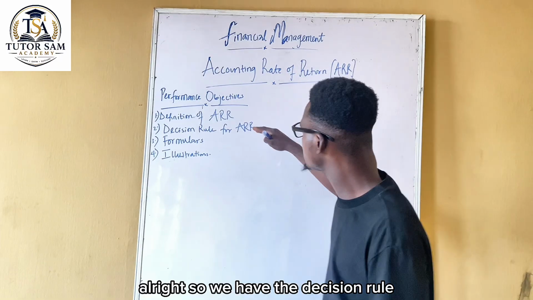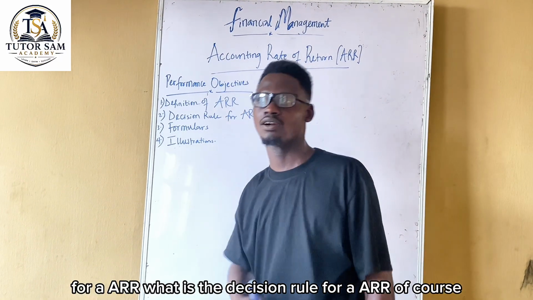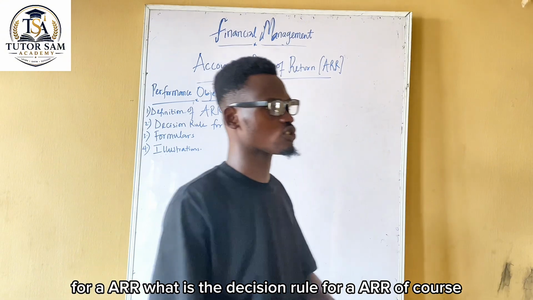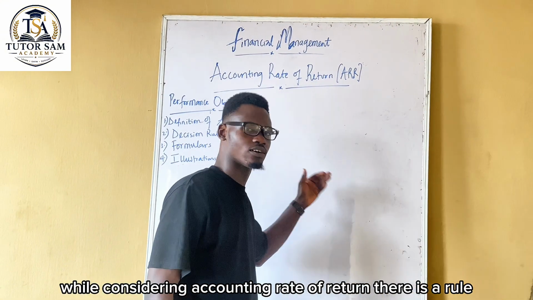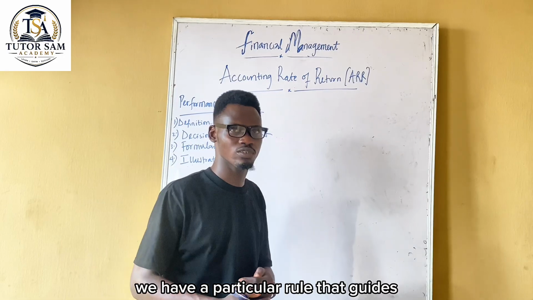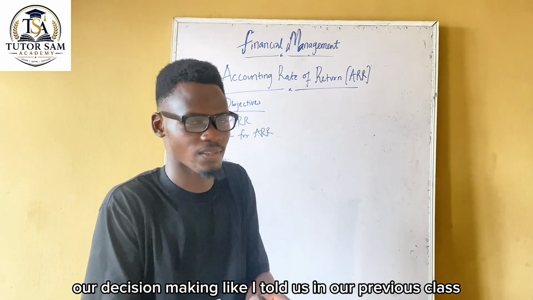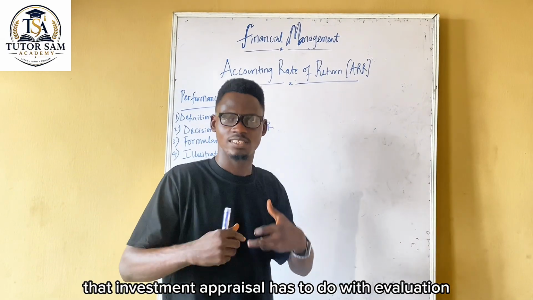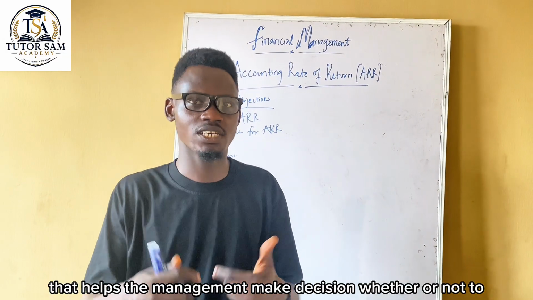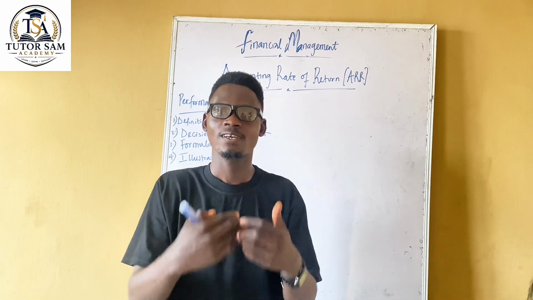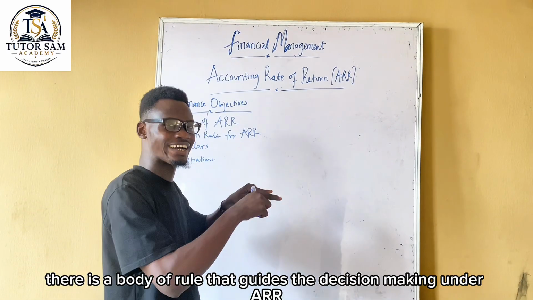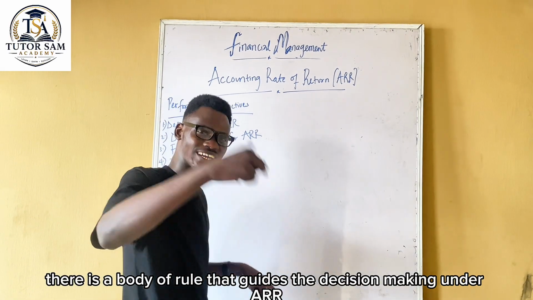Alright. So we have the decision rule for ARR. What is the decision rule for ARR? While considering accounting rate of return, there is a particular rule that guides our decision making. Like I told us in our previous class, investment appraisal has to do with evaluation that helps the management decide whether or not to invest in a particular project. However, there is a body of rules that guides the decision making under ARR.